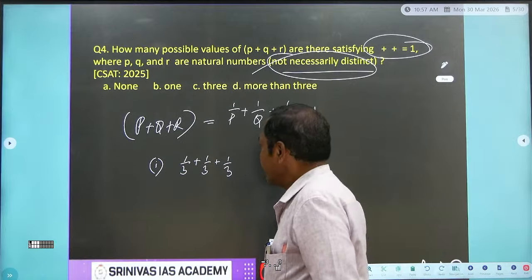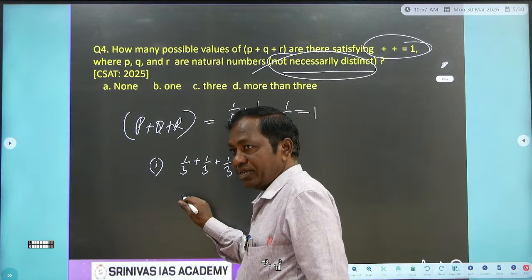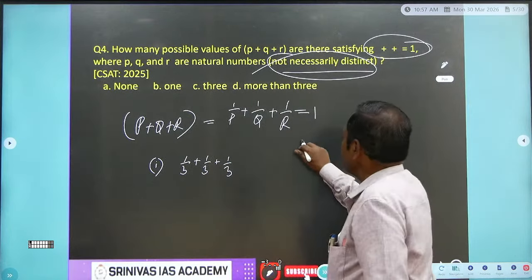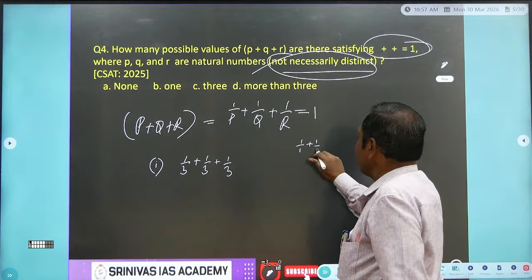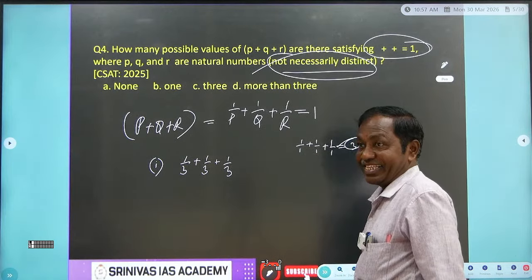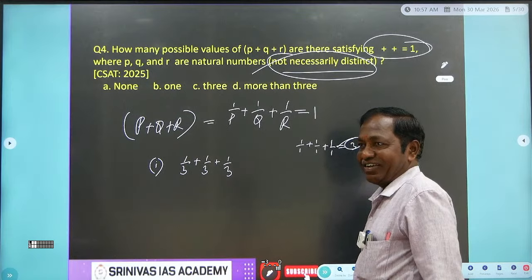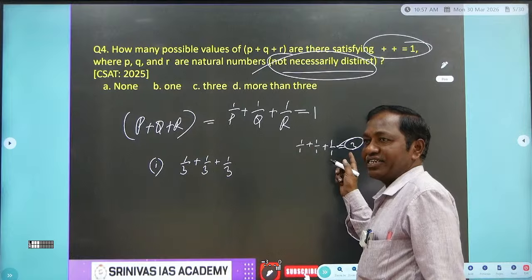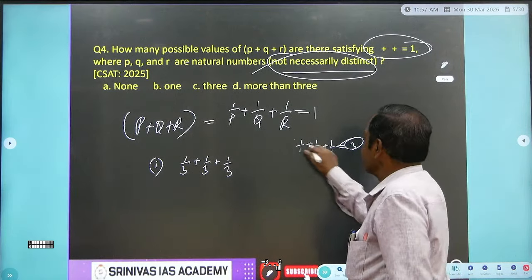If you take 1 by 1 plus 1 by 1 plus 1 by 1, that becomes 3. When the denominator is common, numerators can be added. So that is 3, and this is not correct.